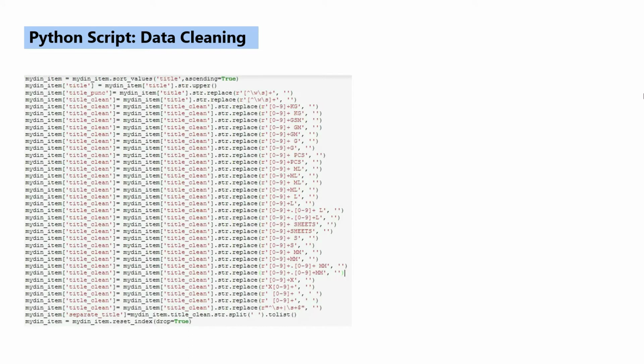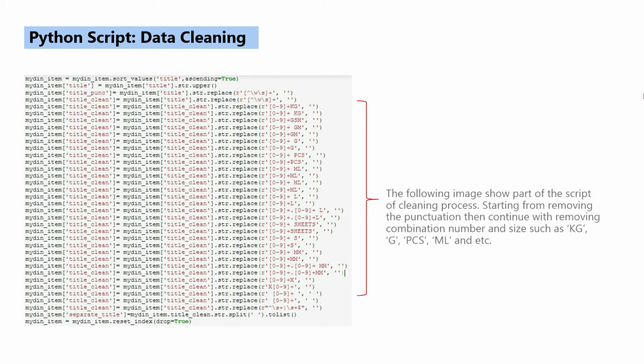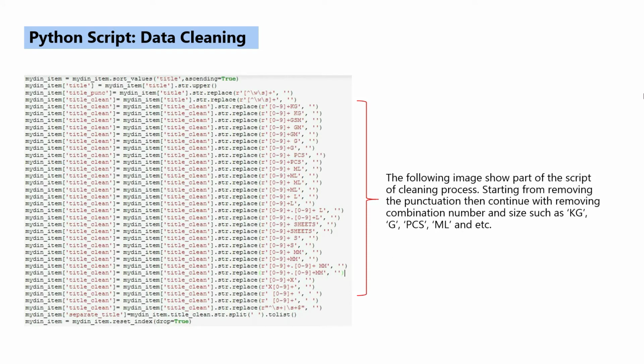The following image shows the script of the cleaning process, starting from removing the punctuations, then continuing to remove the combination of number and size such as kilogram, gram, pieces, milliliter, and etc.